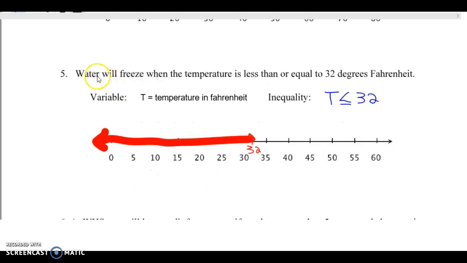So for number 5, water will freeze when the temperature is less than or equal to 32 degrees Fahrenheit. So the variable that I chose was T for temperature in Fahrenheit. The inequality is T is less than or equal to 32. And notice that I had a closed circle at 32, and my arrow is going to the left, showing less than 32.